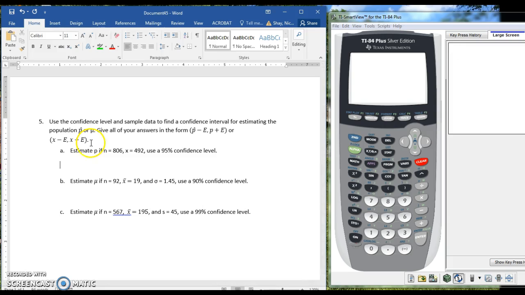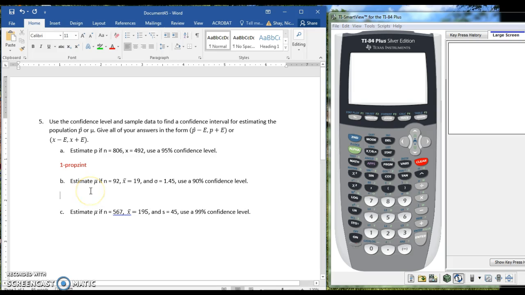1 prop z int. Because it's a proportion test. So again, when you see the word prop, that's for proportion. That's when we have n and x.